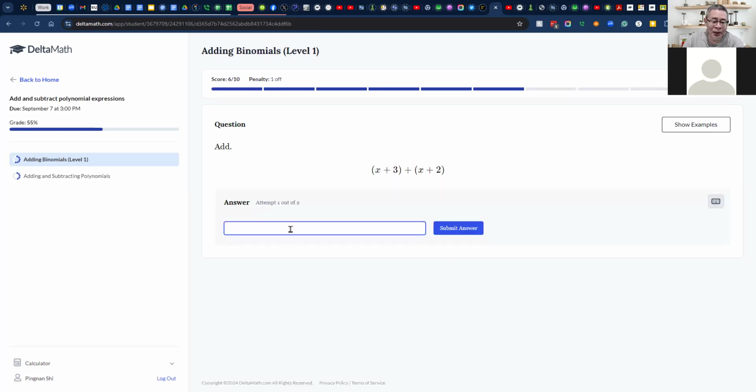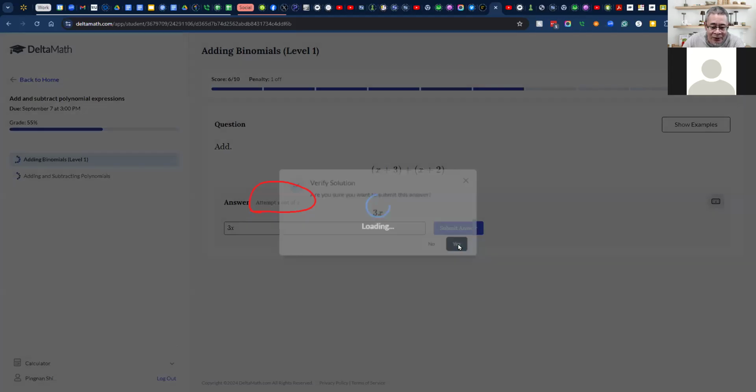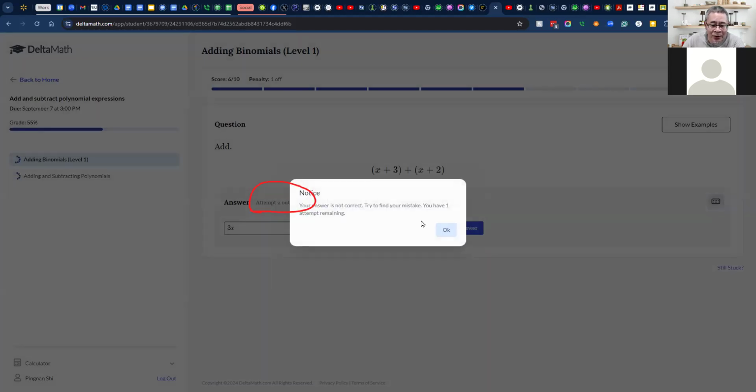Now, if you made a mistake, here it says attempt 1 out of 2. So you have two times to try. Let's say I got it wrong. Let's say I put in 3x, of course the wrong answer. Put it in. I verify it. Then it says, oh, it's wrong. So try to find your mistake. You have 1 attempt remaining.